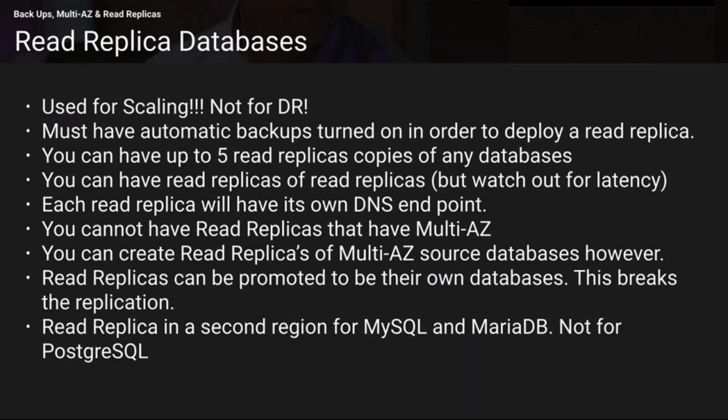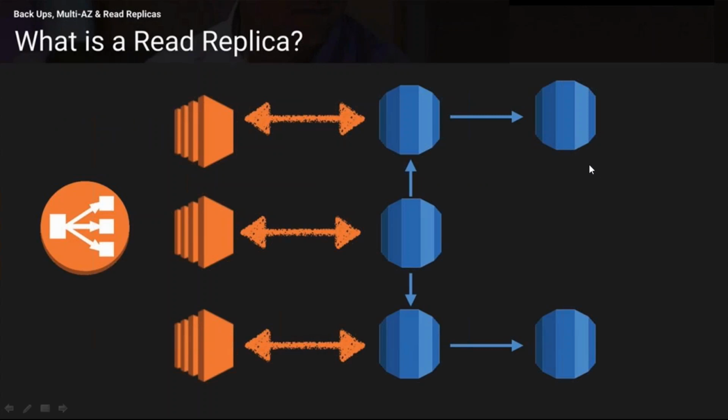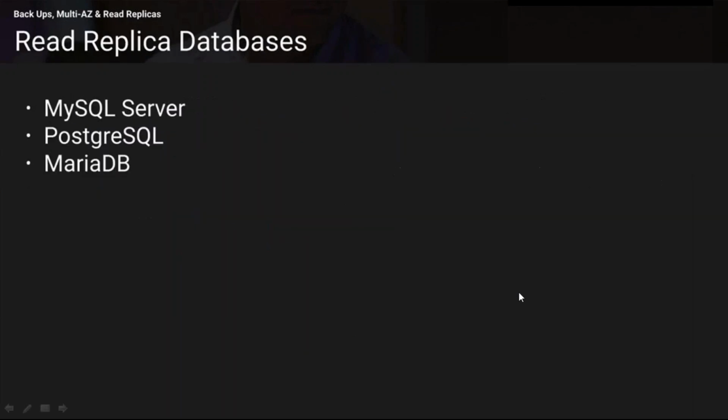You can have up to 5 read replica copies of any database. So the maximum is 5 that we can create, and we can also create a read replica of a read replica, but you have to watch out for the latency. Each read replica will have its own DNS endpoint, which is really important. If I have 4 read replicas as shown in this figure, all these 4 will have different endpoints.